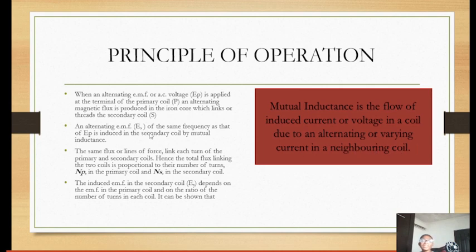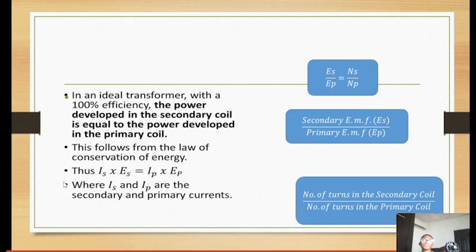An alternating EMF ES of the same frequency as that of the EP is induced in the secondary coil by mutual inductance. The same flux or line of force links each turn of the primary or secondary coils. Hence, the total flux linking the two coils is proportional to the number of turns NP in the primary coil and NS. Don't worry, you will understand it when we put the formulas out.